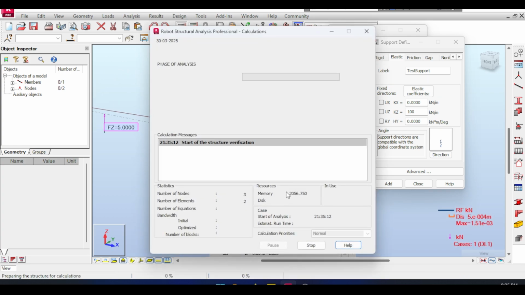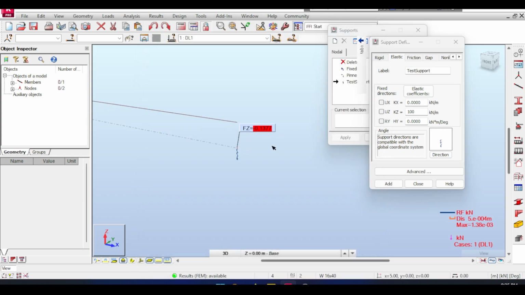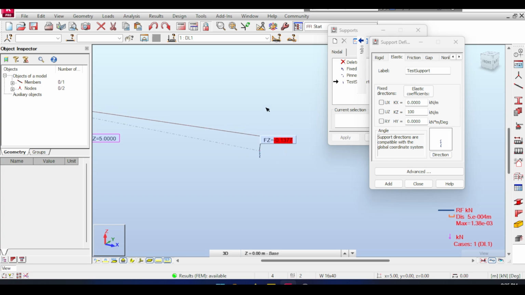If I run the analysis, let's see what happens. I get a reaction, of course. That's not an uplift spring, by the way. It's a totally fine spring. And you can see the reaction is negative 1.377. But why? Well, it's very simple, actually. The reaction here is going to be the multiplication of the displacement at that point by the spring coefficient. So displacement is 1.38 going up.